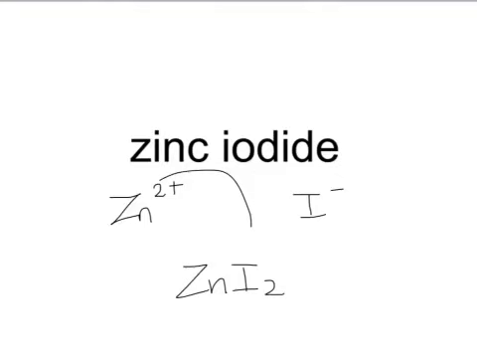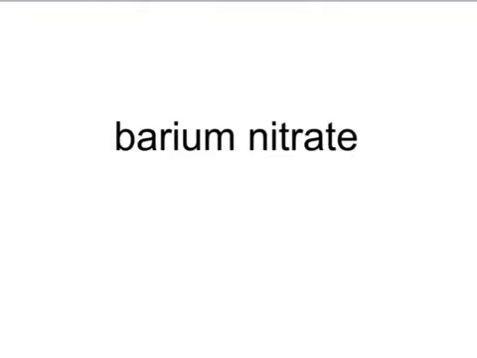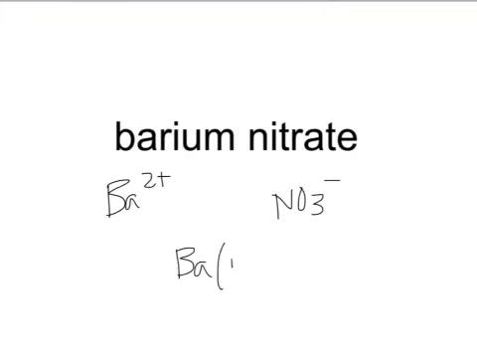Zinc is a transition metal, but once again, it is one that has a representative charge. Zinc is always 2 plus. So you don't have to say zinc 2 because there's only one form of zinc, that is zinc 2. Iodide is 1 minus. So when you cross them, ZnI2. 2 goes there, 1 goes over there. Okay, barium. Barium's charge is 2 plus. Nitrate, NO3, is 1 minus. Ba(NO3)2.